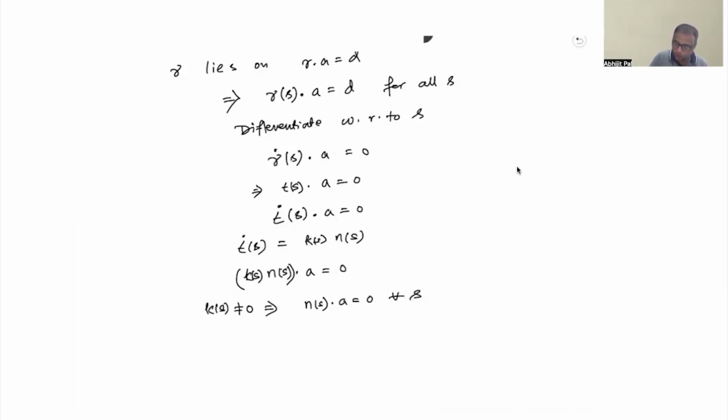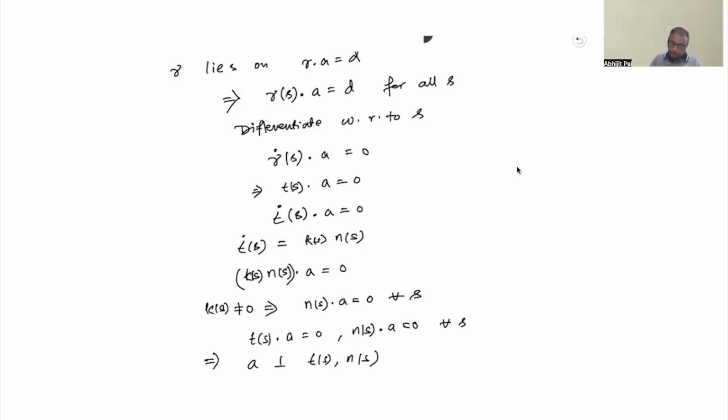Okay. So now both this tangent vector and this normal vector are orthogonal to A. So this dot product is equal to 0 and this dot product is also equal to 0. So this implies that A is orthogonal to both this tangent vector and the normal vector.